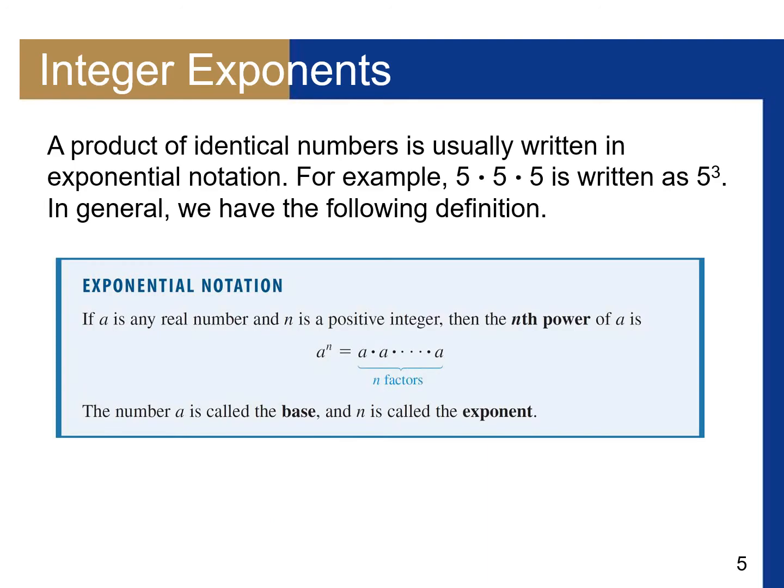Integer exponents is when we have a product, let's say, for instance, 5 times 5 times 5. That would be written 5 to the third. So the general definition is: any base a to the nth power would be a times itself n number of times. A is called the base, n is called the exponent.